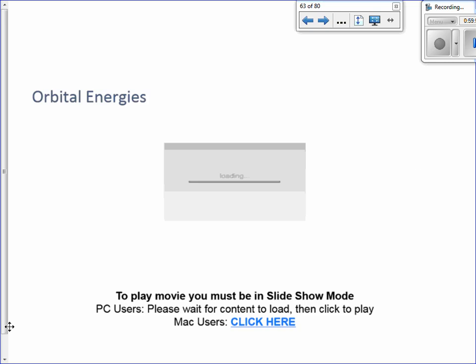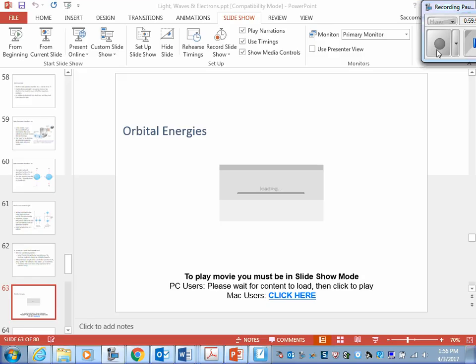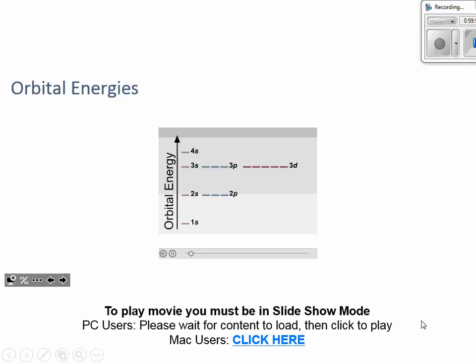Orbital energies. Oh, yes, I do want to show you this one. Hang on a second. All right, pay attention, please. In a hydrogen atom, all subshells for each n are at the same energy. For multi-electron atoms, the subshells are spread apart due to interactions between electrons.